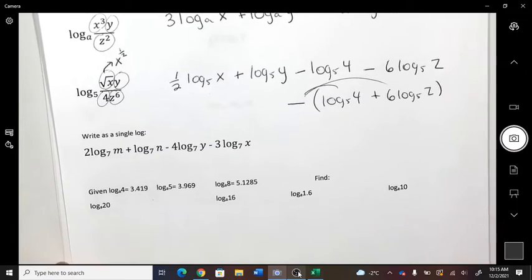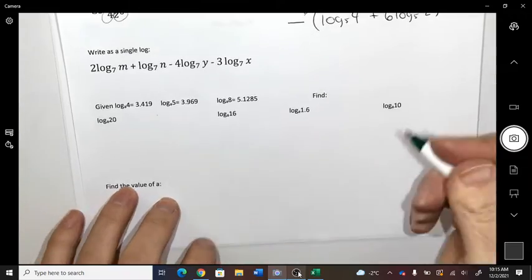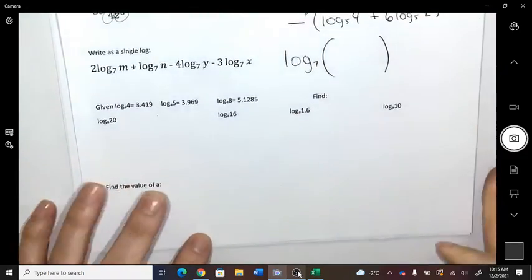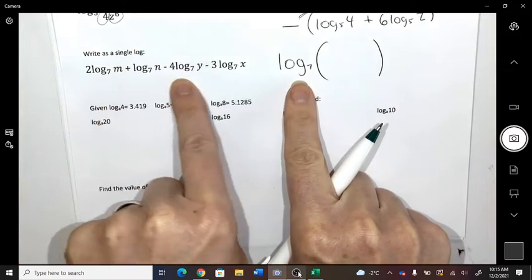Okay, now we're going to work backwards. This is expanded out, and I'm going to try to put it all back together. So just backwards of what we just did. Okay, so they all had a log 7.